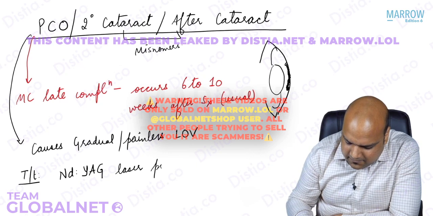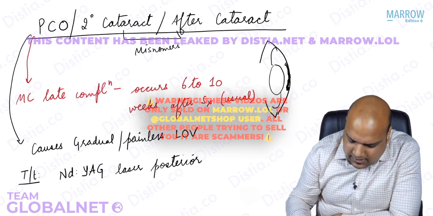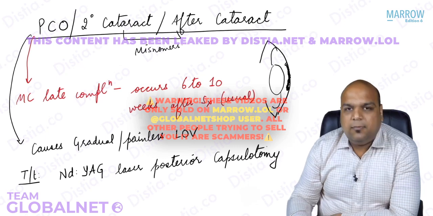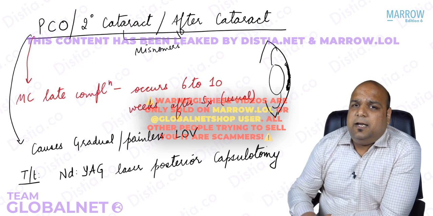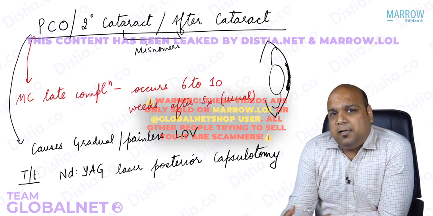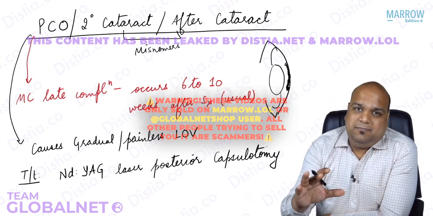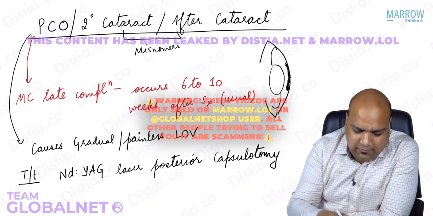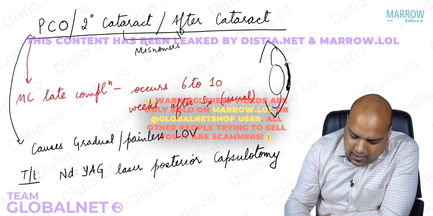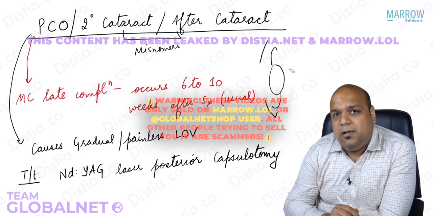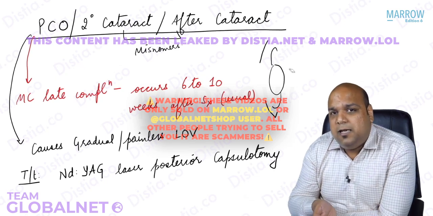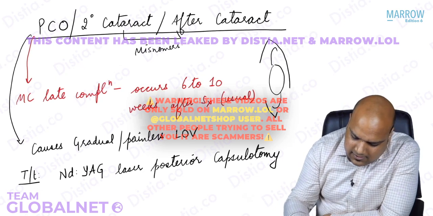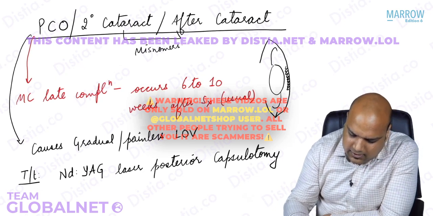ND-YAG laser, posterior capsulotomy. See, basically, if there is an opacity, I need to remove it. Now, there are basically two ways of removing it. I do an open surgery. I do all the steps of the cataract surgery, give an incision, everything, then go inside and finally remove the posterior capsule. But if I remove the posterior capsule, you can see the IOL will fall down. So I can't do that. So that means open surgery is not the answer.